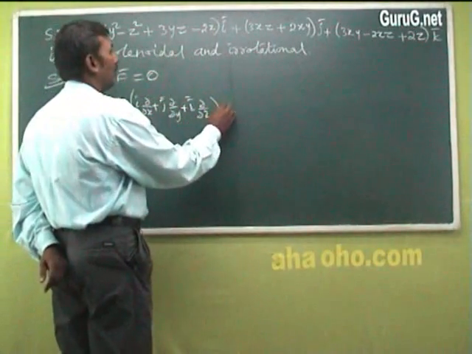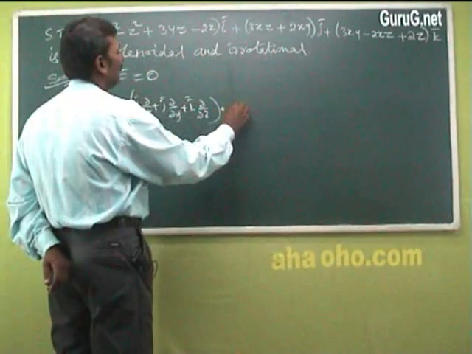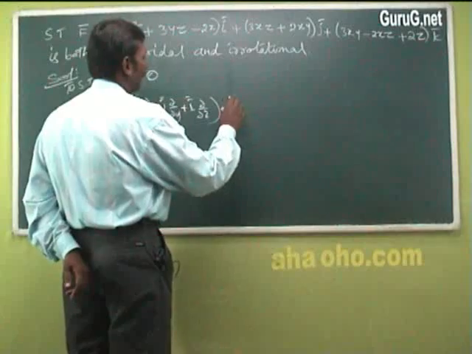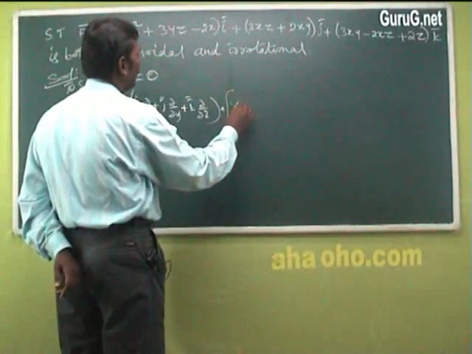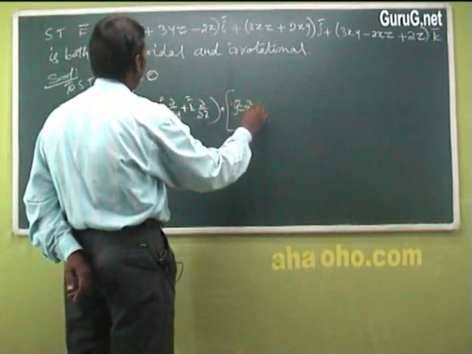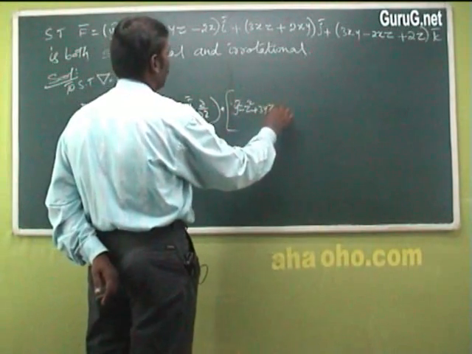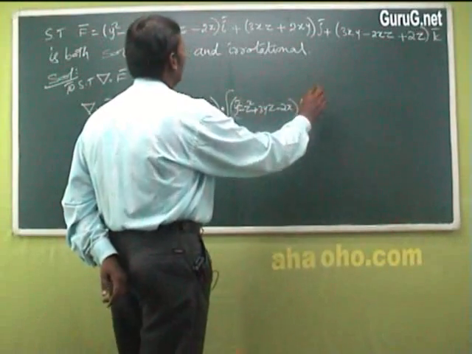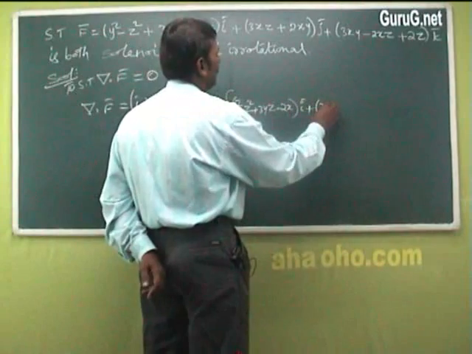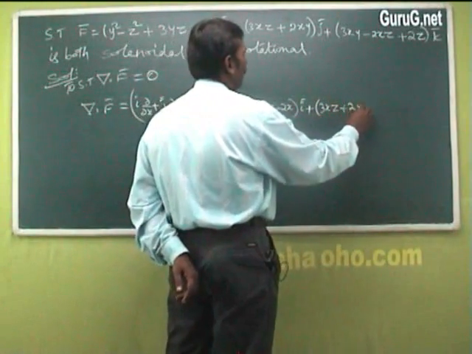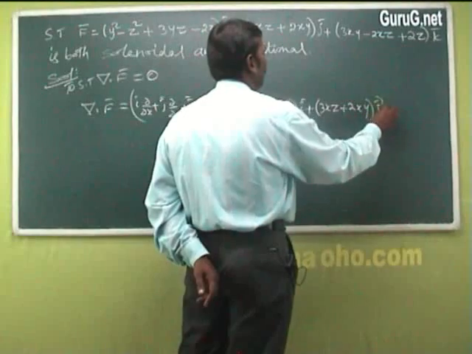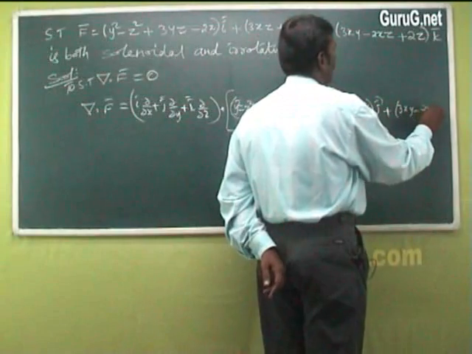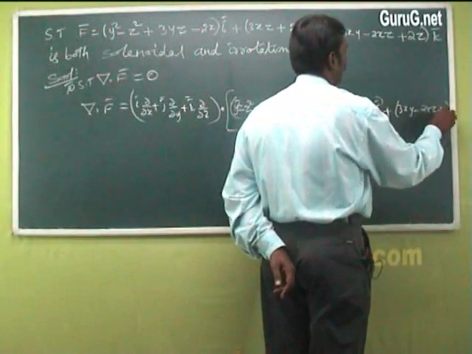dot F vector. So this is F vector, right? Or you can write that y square minus z square plus 3yz minus 2x into i vector, and plus 3xz plus 2xy into j vector, and plus 3xy minus 2xz plus 2z into k vector.